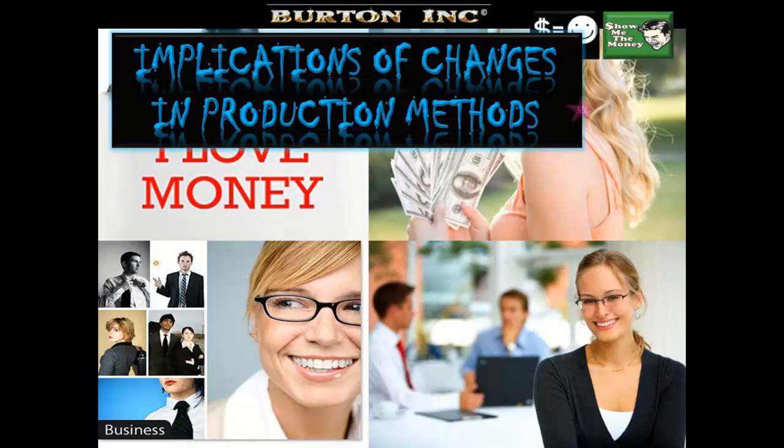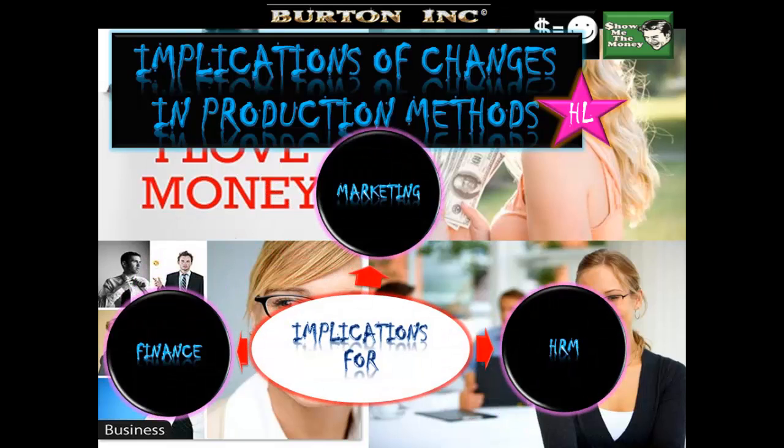High-level stuff again here. Implications of changes in production method. So if a firm is thinking of changing from job to mass production, or mass production to cell production, there are going to be definite changes that will affect the business differently by progressing to another production method. When changing a production method, we're going to think in terms of the implications for finance, marketing, and the people involved in the business, so human resources.